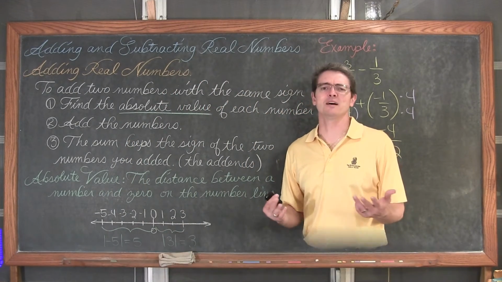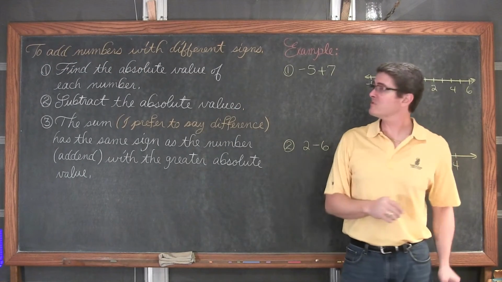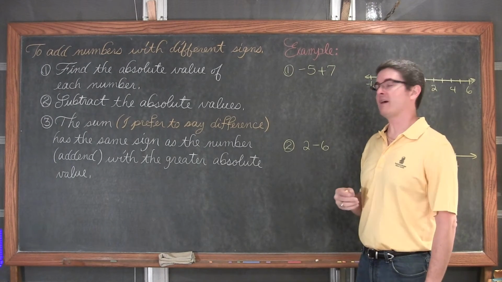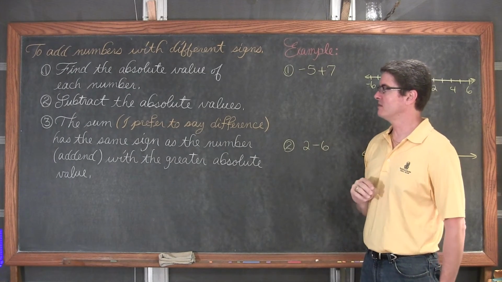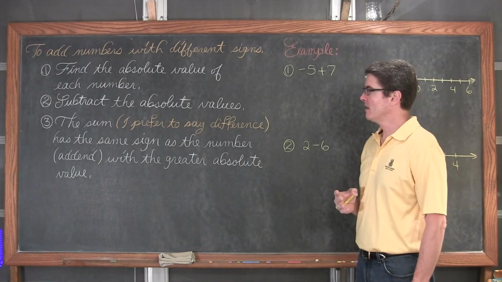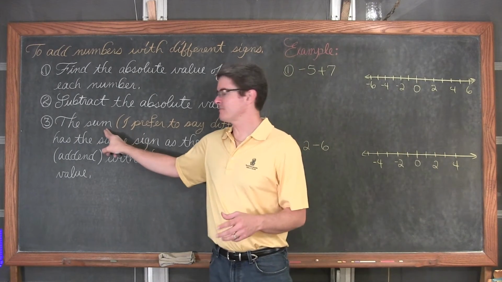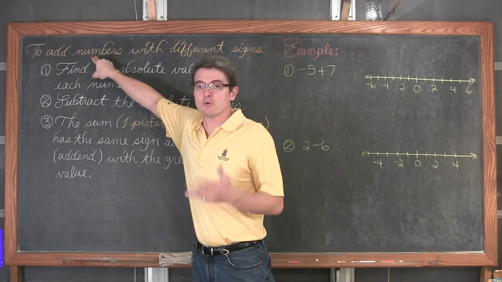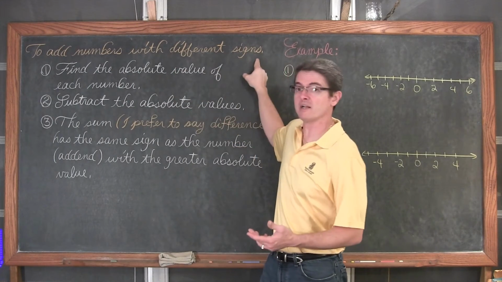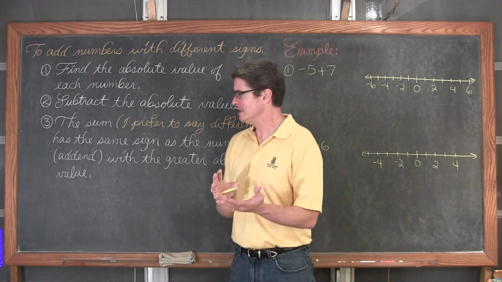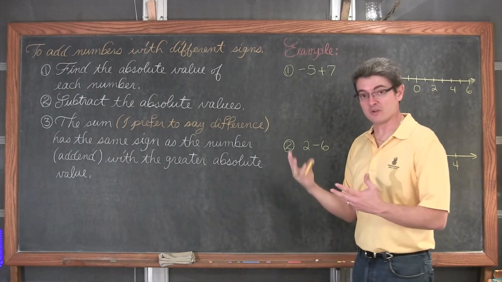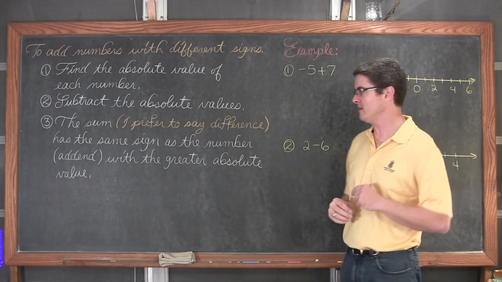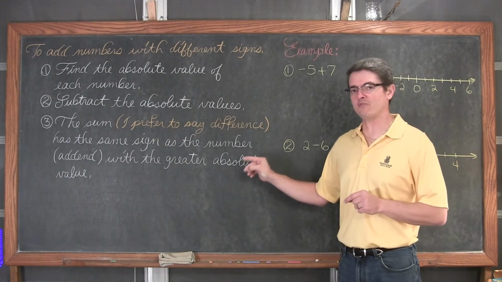What happens if they have different signs? To add numbers with different signs, we might think of that as subtraction. Find the absolute value of each number, subtract the absolute values of those numbers. The sum is the answer when you're adding two numbers, and I'm giving you rules for adding numbers with different signs, but yet step 2 says subtract, so I kind of prefer to just say the difference. That's the answer you get from subtracting. It has the same sign as the number being added with the greater absolute value.